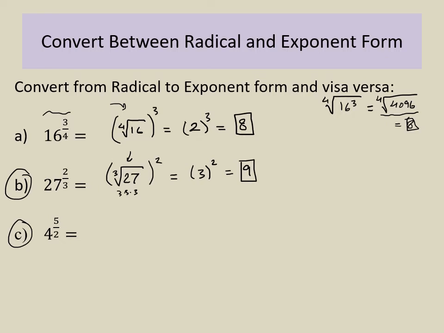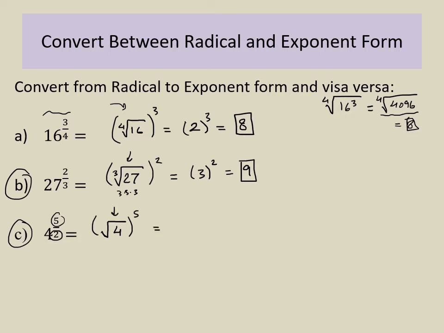Next one, 4 to the power of 5 over 2. So now we have a radical with 4 inside. The index is 2, so that's the square root. We don't have to write the 2 here. And then we raise it to the power of 5. So that's going to be the square root of 4 raised to the power of 5.